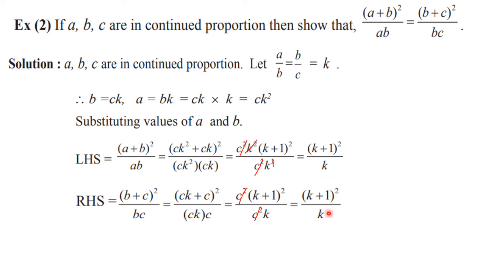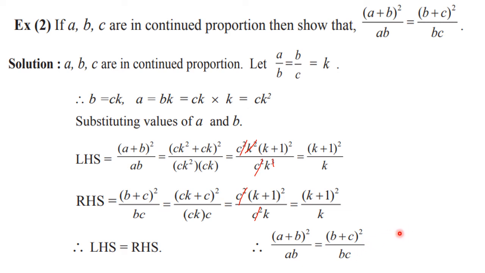See, both the sides are the same, so we can write down LHS is equal to RHS. Therefore, the given thing is true, or both the sides are equal. So therefore we can write down (A plus B) the whole square upon AB is equal to (B plus C) the whole square upon BC.